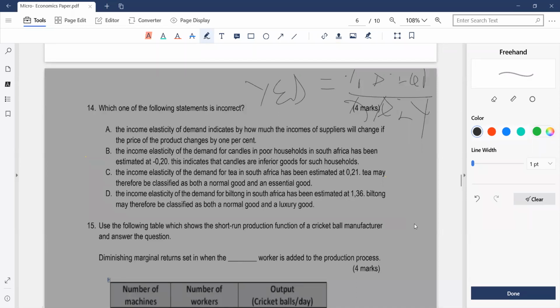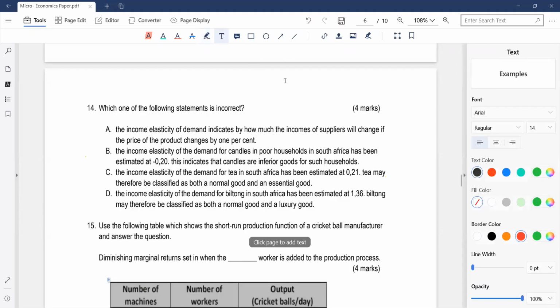That was the same case with the Starbucks coffee. Remember the one that was in your short essay? Yes, that Starbucks coffee was a normal good, which is a luxury. So our answer is A on number 14. Number 14, answer is A. Let's go to number 15.